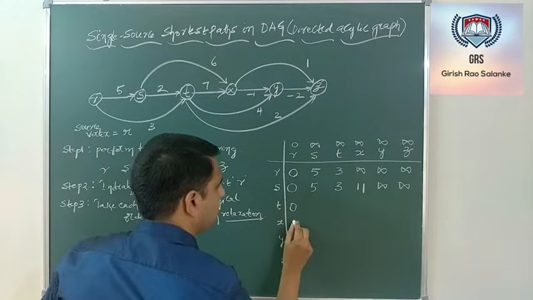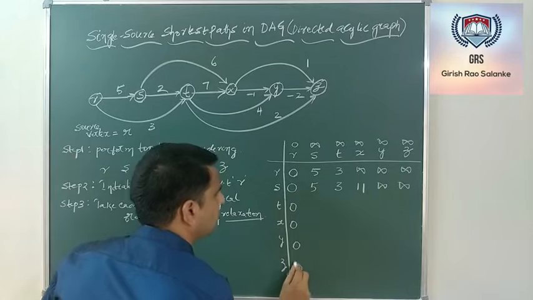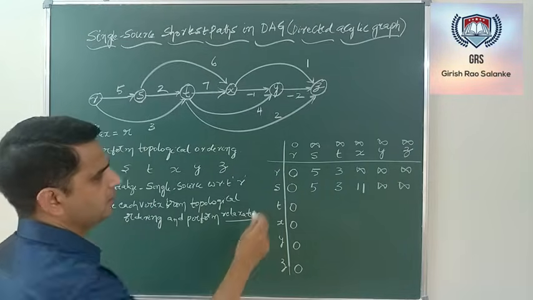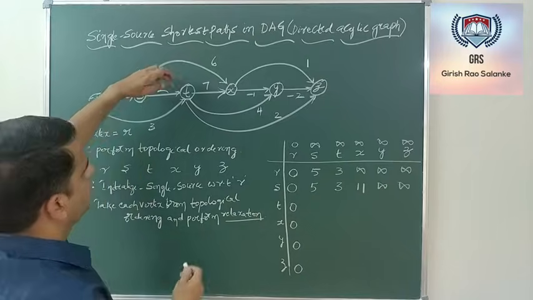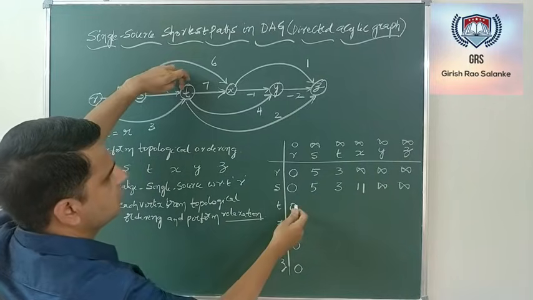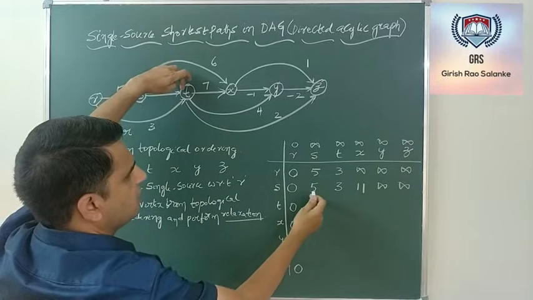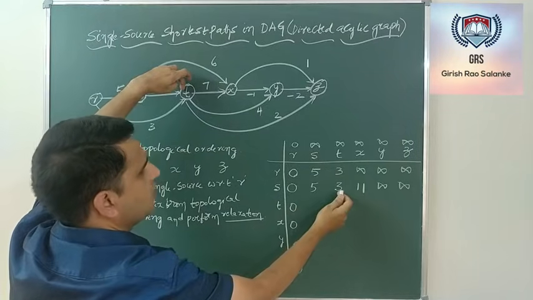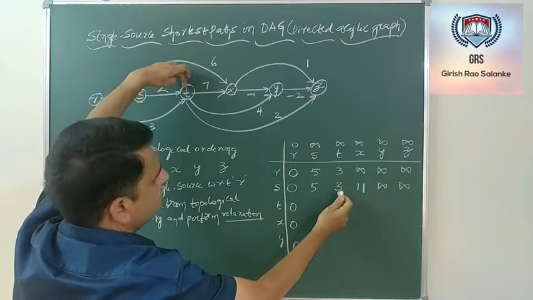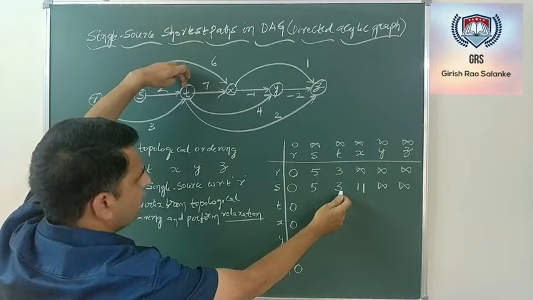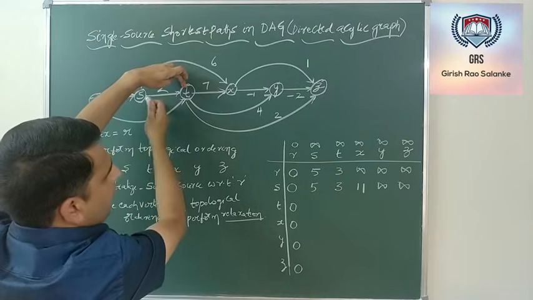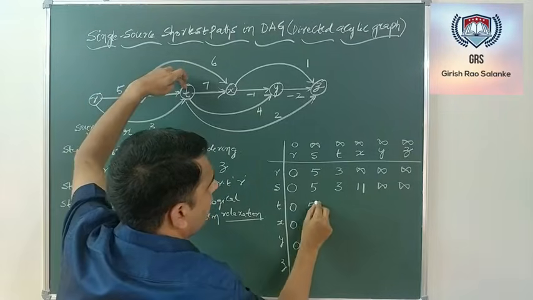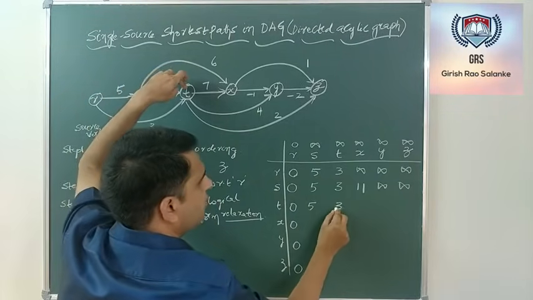Now with respect to T. So this will be 0. I will write this as 0, because my source vertex is R. So T to S. Now from T, what is the shortest distance to T? The shortest distance to T is 3. From R, is there any edge going to S? There is no edge. So this will be as it is 5, and even T will be as it is.